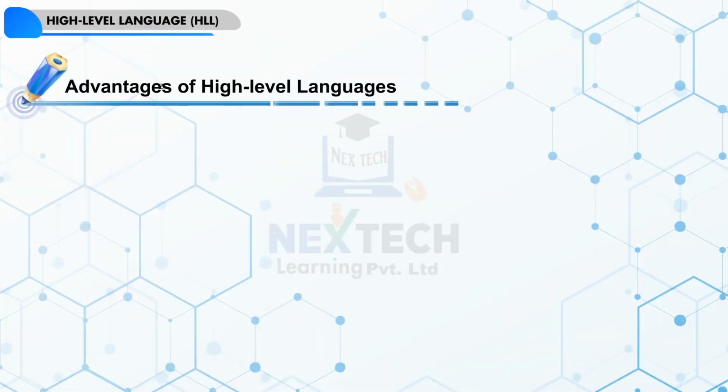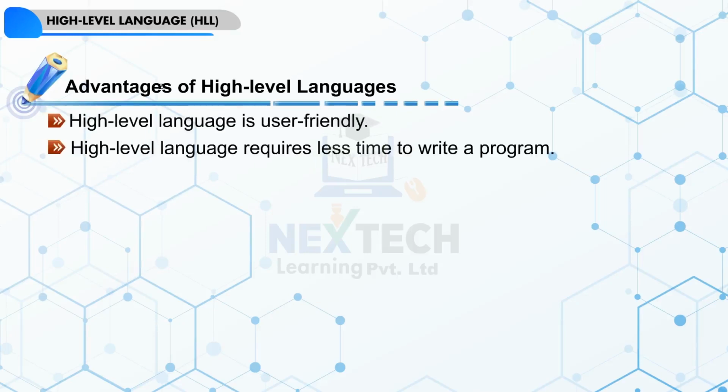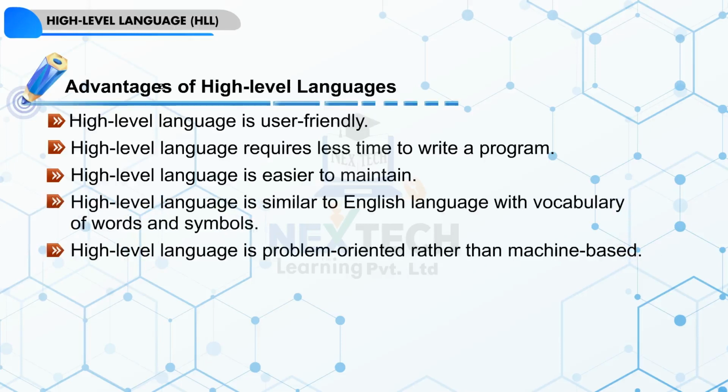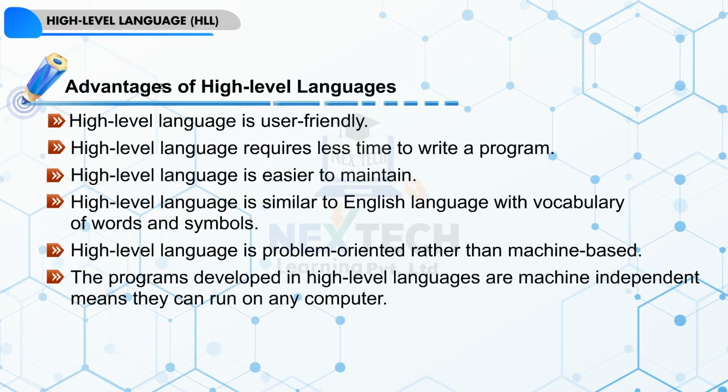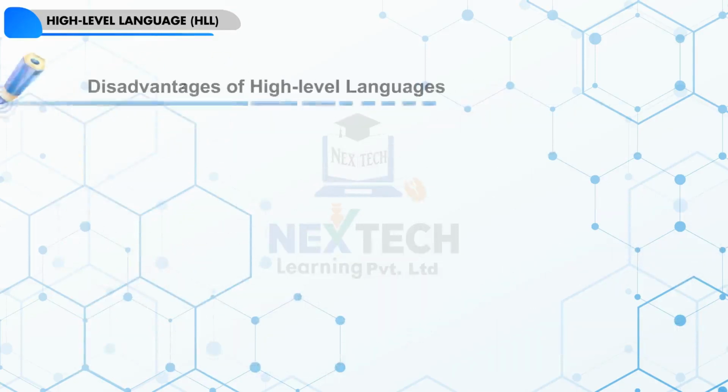Advantages of high-level languages. High-level language is user-friendly. High-level language requires less time to write a program. High-level language is easier to maintain. High-level language is similar to English language with vocabulary of words and symbols. High-level language is problem-oriented rather than machine-based. The programs developed in high-level languages are machine-independent, that means they can run on any computer. Programs written in a high-level language can be translated into machine language. Therefore, these programs can run on any computer with an appropriate translator.